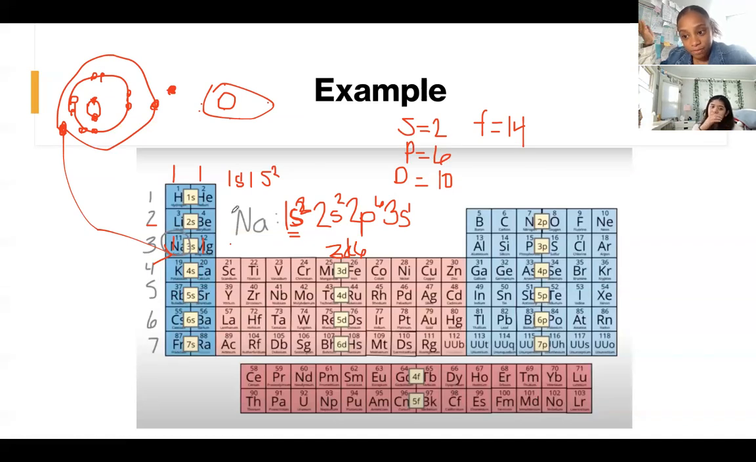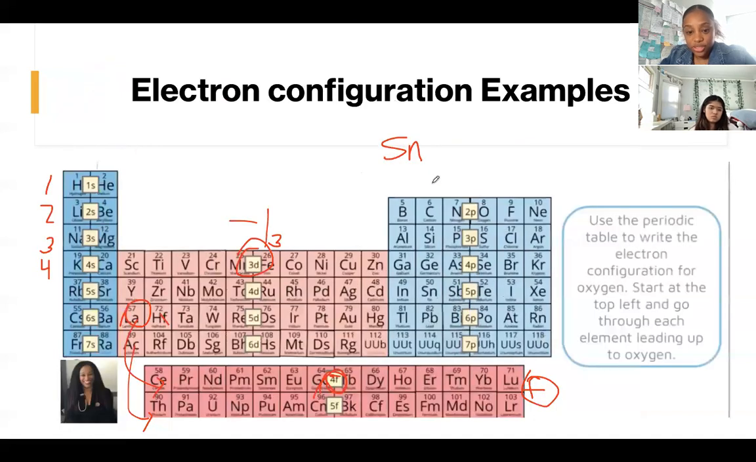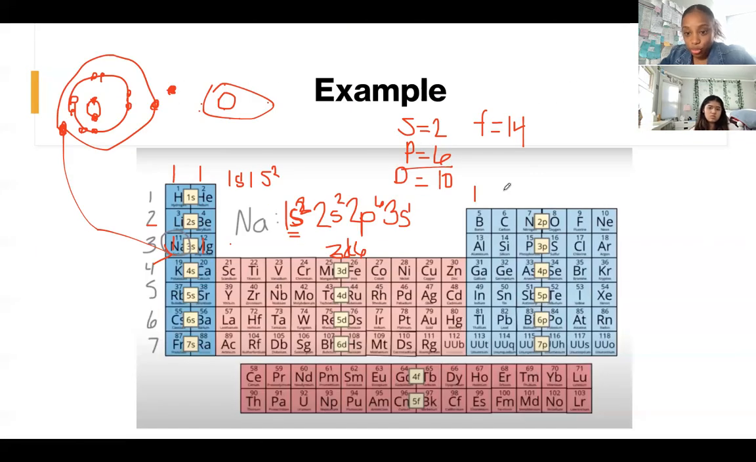I think I can do the second one. I'm kind of confused about that one. Technically, like I said, the p orbital is going to have 6, and that's because each of these is going to represent just one more electron that makes it a different element.